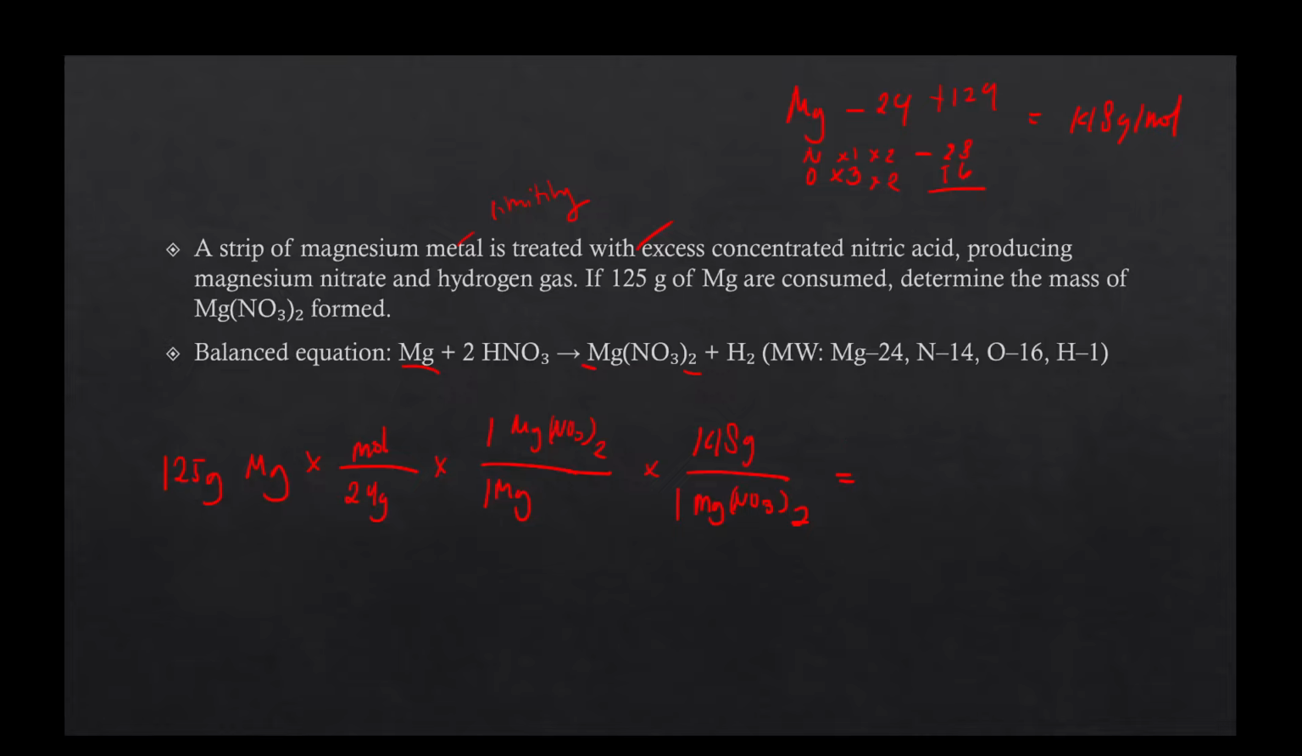125 divided by 24 times 148. So it is a lot. 770.83 grams of magnesium nitrate. 125 divided by 24, yeah, it's because it's magnesium metal. 1:1. Then 1, yeah, looks great.